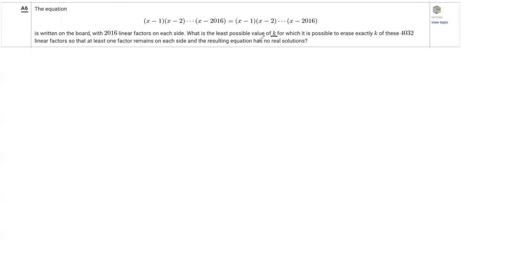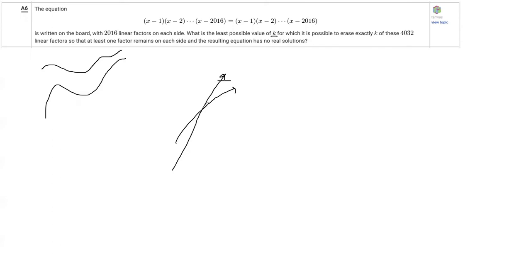So first, let's think. We can erase k factors. It can be a different number of factors we erase on the left and the right side. And we want the resulting equation to have no real solutions. In other words, the two graphs of the equations don't intersect each other. So we're going to have a few interesting facts. The leading coefficient is always positive for both polynomials, no matter how many factors we erase. So on the right side, they're both going to approach infinity. Let's say their degrees are different. One has a higher degree than the other. So as they approach infinity, the one with the higher degree is bigger.